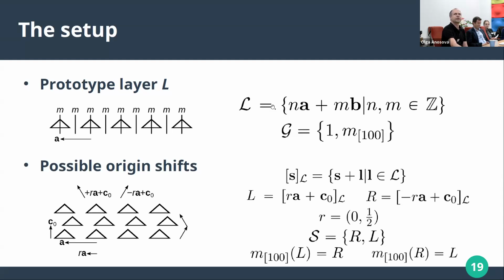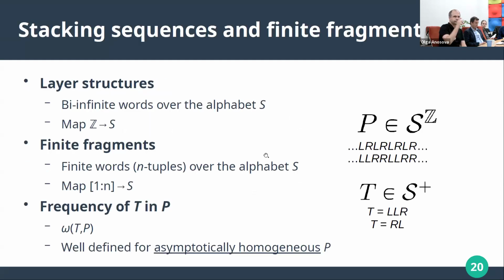So we have a layer, right? And then we have potential origin shifts from one layer to the next, and this is the point group of the layer. In this case, I will just go to the right or to the left, so we ignore any shift in the b direction, and we have, in this case, two ways. What's important is that this is basically closed under the point group of the layer. And then we can define a layer structure basically by infinite words over this alphabet of stacking possibilities.